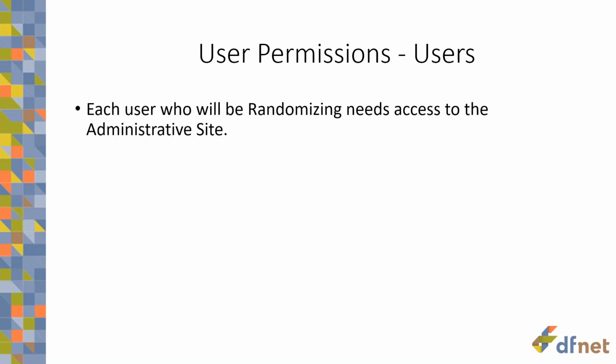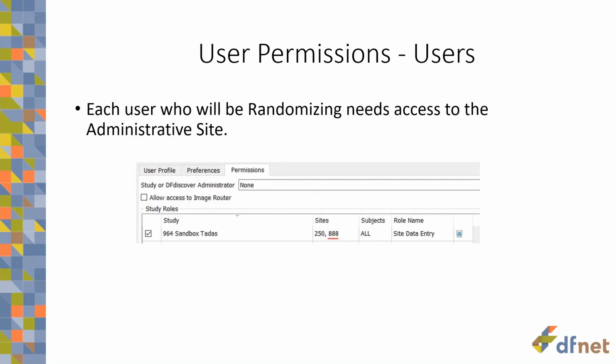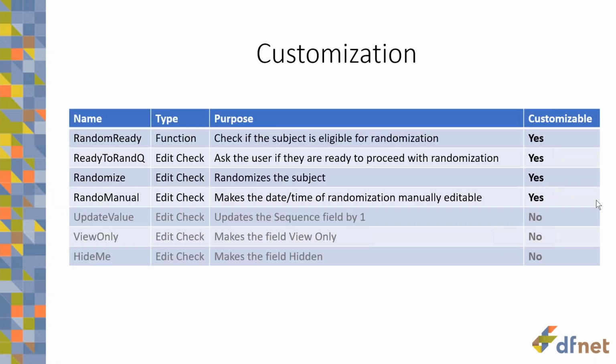And then the second step for user permissions is each user who will be randomizing needs access to the administrative site. In this example here, I have access to both site 250 and site 888, which is the site where the admin sequencer is going to live. The next bit is the customization. And this is the funnest part because you get to make it work as you want it for your studies.